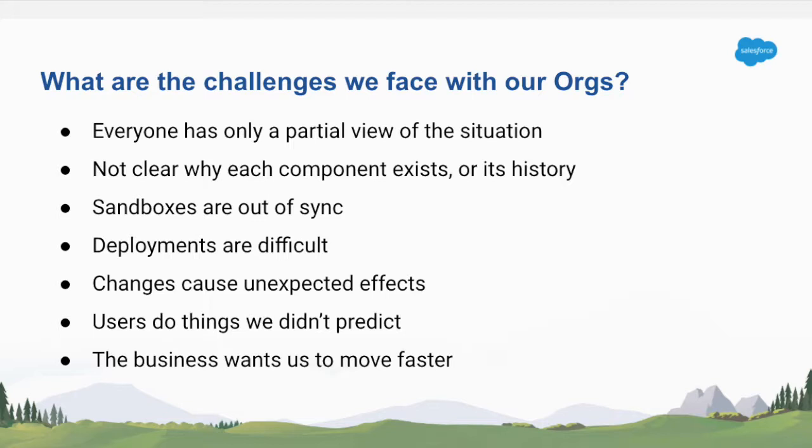And then changes cause unexpected effects. We haven't really operationalized the whole process of testing. There's a lot of risks, and then users do things we wouldn't have predicted, and the business, of course, they just want us to move faster. Why can't you move faster, right? It's Salesforce. We got this platform, so you can just do everything with clicks, not code. Why can't you move faster?